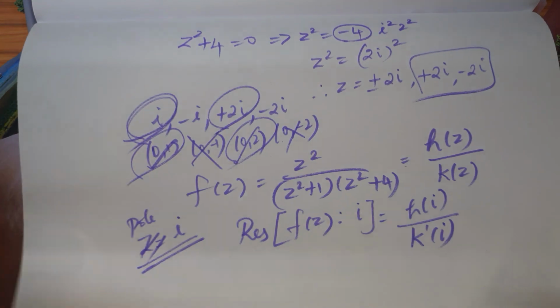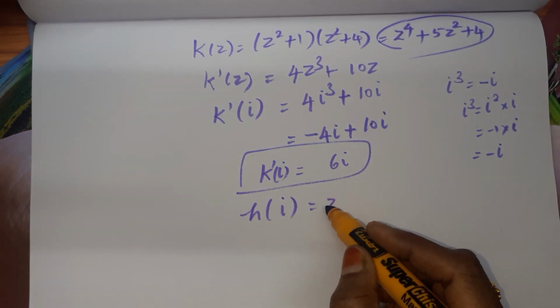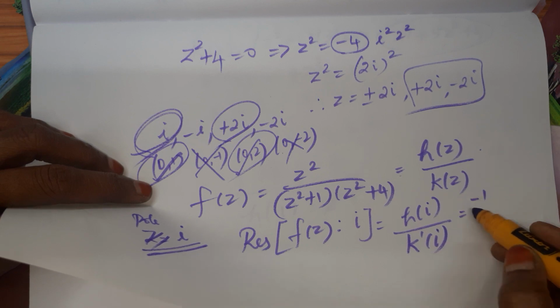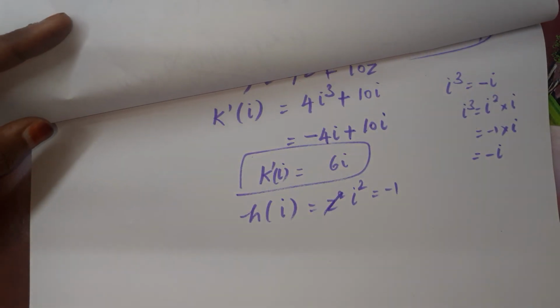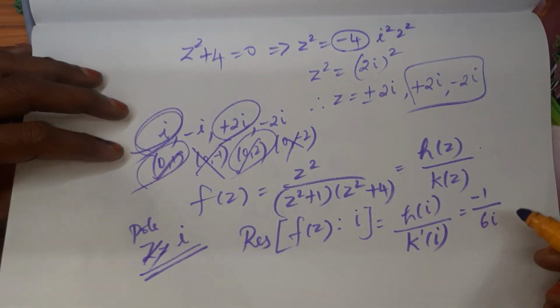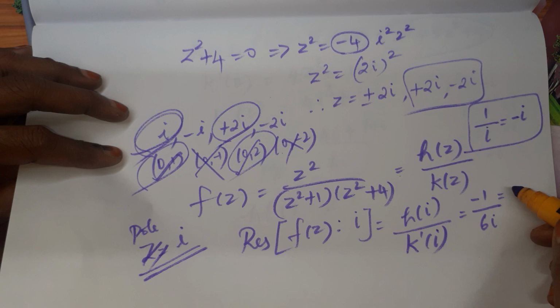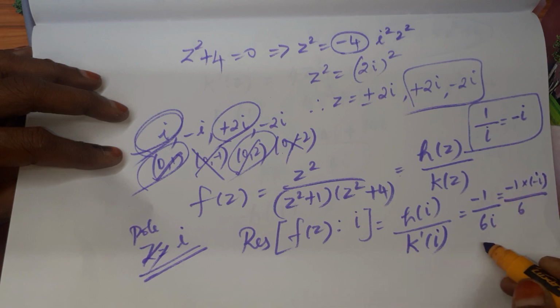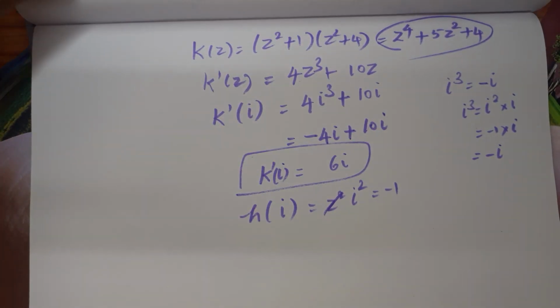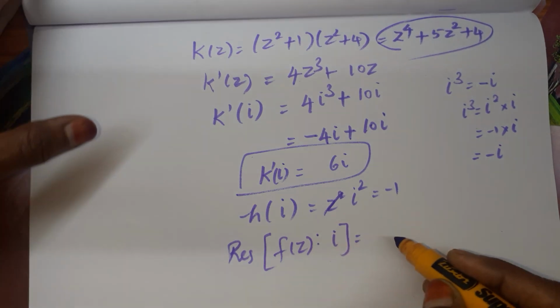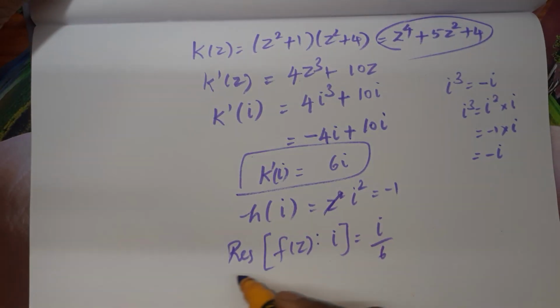We have to find what is h of i. What is h of z? It is z squared. I'm sorry, it is i squared. So i squared is minus 1. So when we replace here, it is minus 1 by 6i. Already I told you, when i comes in the denominator, we have to change that as minus i. So this can be simplified as minus 1 into minus i. This is minus i by 6. Minus into minus is plus. So plus i by 6. This is the residue for the pole i. I'll write the answer here. Residue of f of z at the pole i is equal to i by 6.